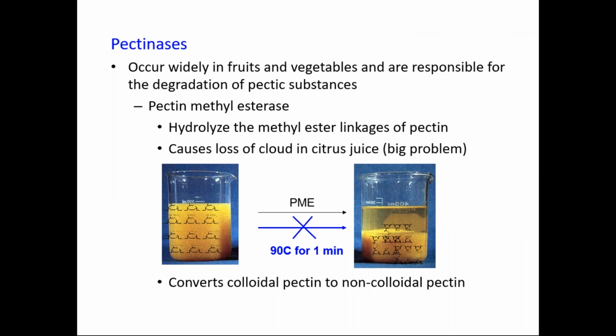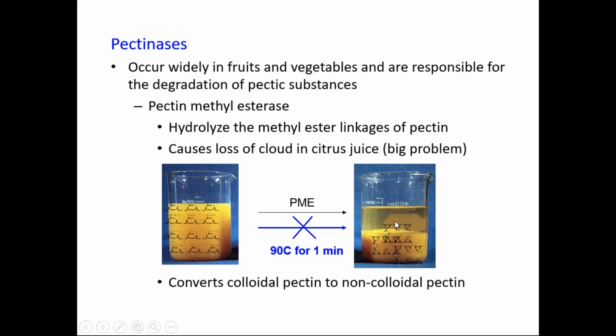Pectinase is another enzyme which finds wide use in the fruit and vegetable industry, especially for the degradation of pectic substances. This is freshly squeezed orange juice, and on keeping the orange juice, what you get is the loss of the cloud in the citrus juice, and this is a big problem. That is because the enzyme pectin methyl esterase is present in the orange juice, and it can break down the pectin into pectic acids and methyl esters.